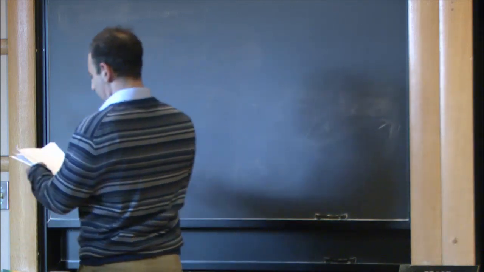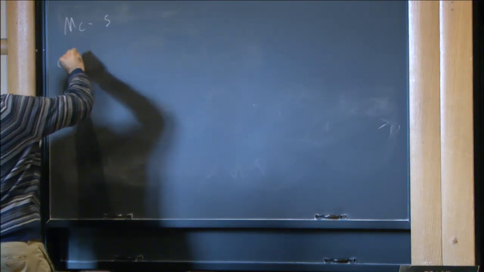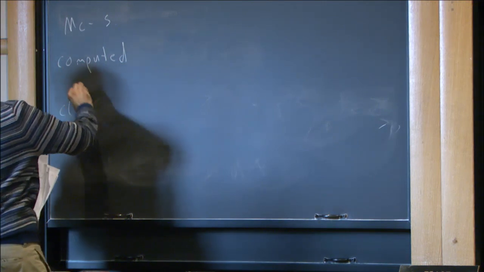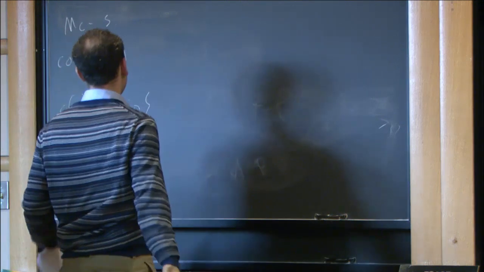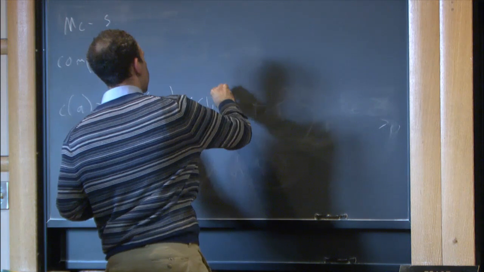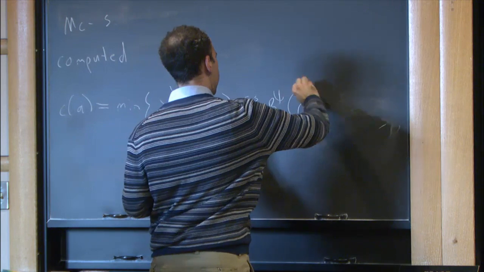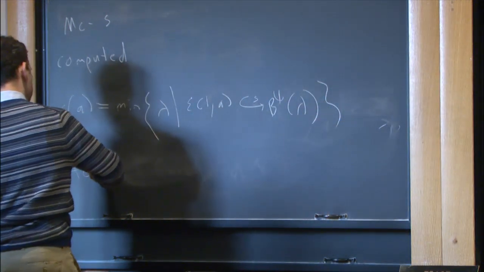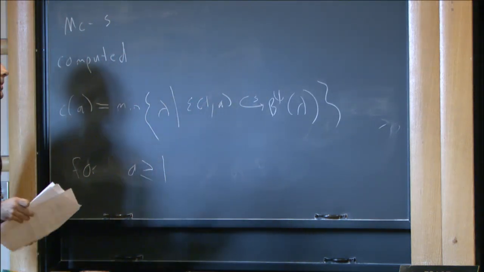OK, and what McDuff and Schlenk did is they computed the function c of a, which is equal to the minimum lambda such that the ellipsoid E(1, a) can be embedded symplectically into the four-ball of size lambda, for non-negative a.